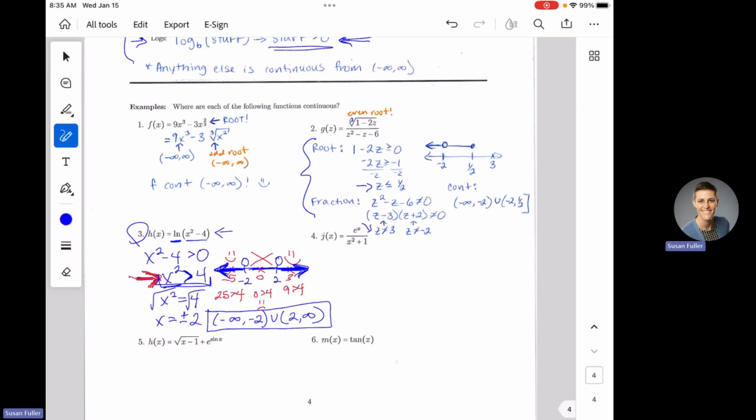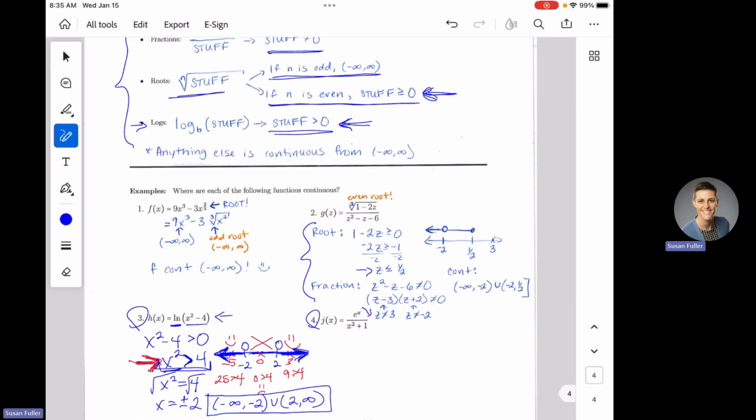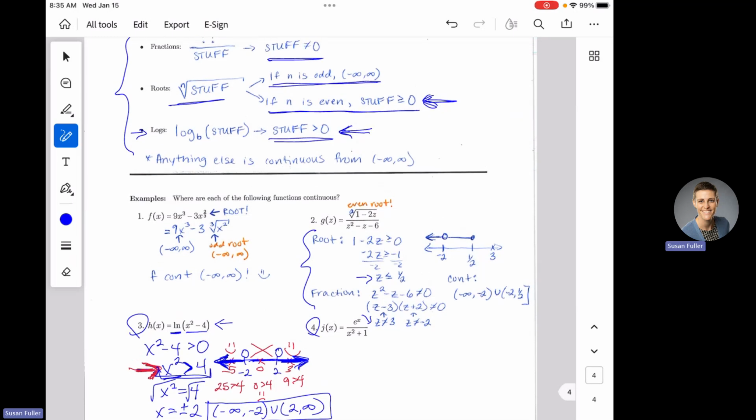Okay. Next one. How about number 4? I have to figure out where this thing is continuous. Okay, and again, this is going to be continuous on its domain. So I'm going to go back up here. I'm going to look at my domain rules, and I'm going to say what applies to this. Do I have a fraction? Do I have a root? Do I have a log? Do I have a few things? Do I have nothing? What do we got going on?